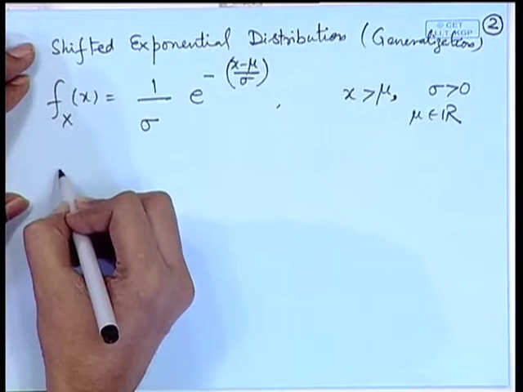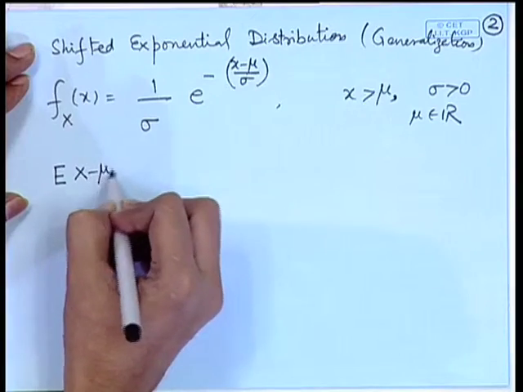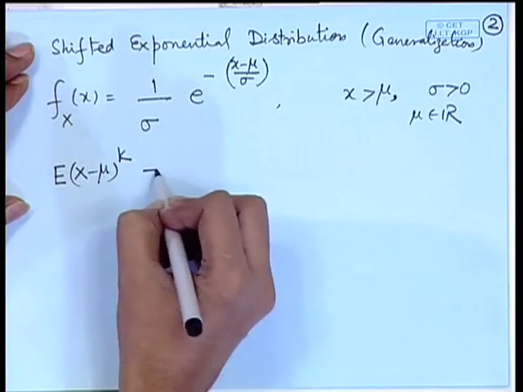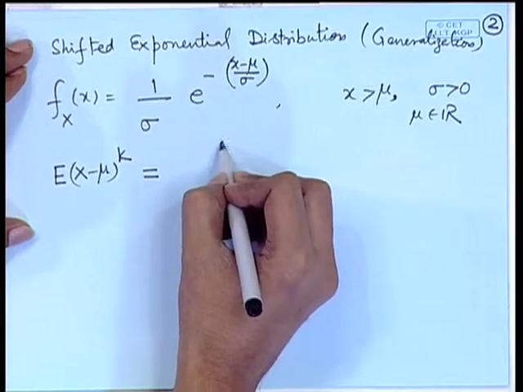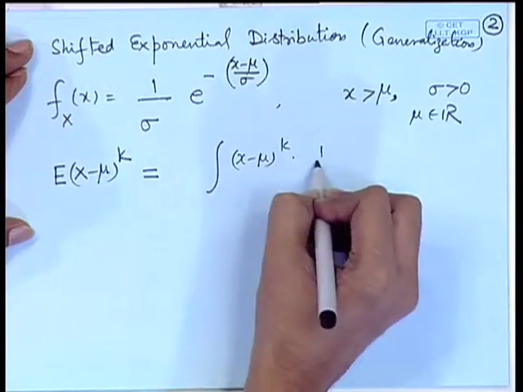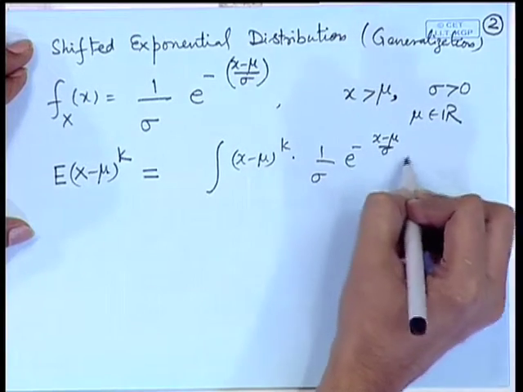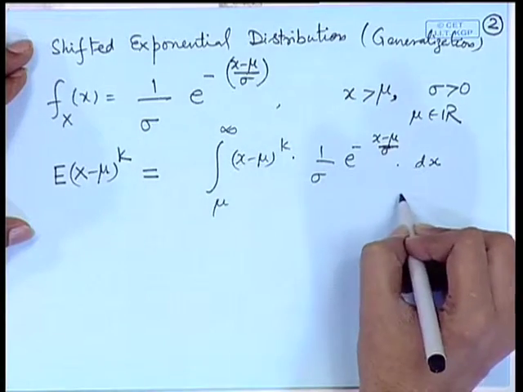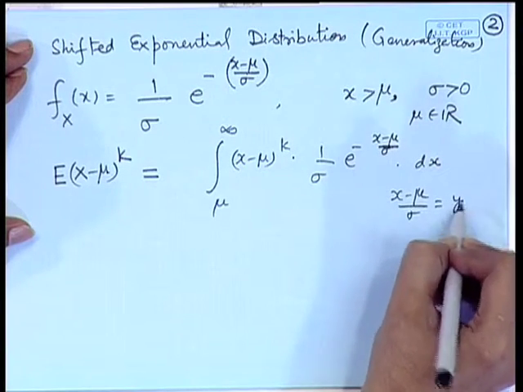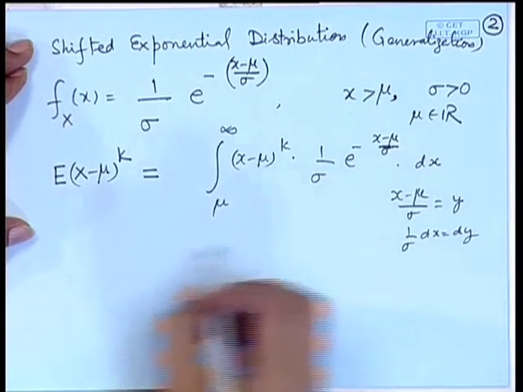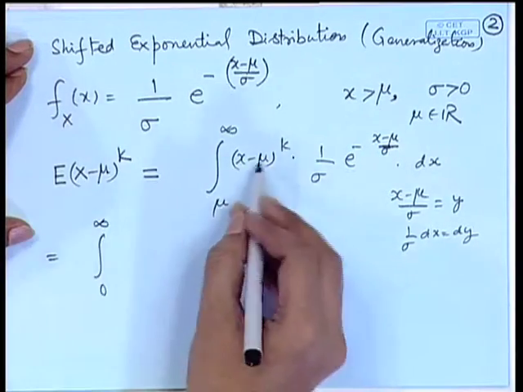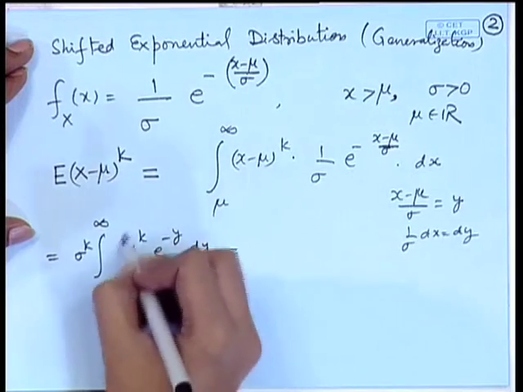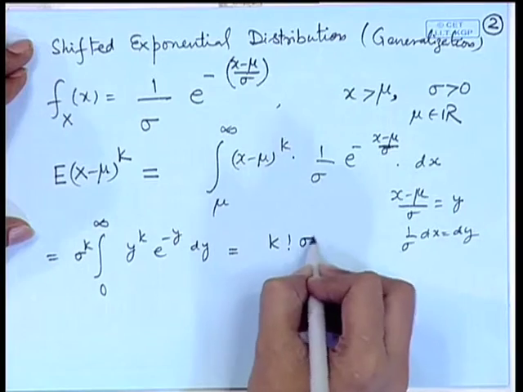So, let us consider expectation of x minus mu to the power k, which is of course not necessarily the central moment, because we have not shown that mu is the mean. However, for convenience we are considering this. So, it is equal to the integral from mu to infinity of x minus mu to the power k times 1 by sigma e to the power minus x minus mu by sigma dx. We may put x minus mu by sigma equal to y, that is 1 by sigma dx is equal to dy. Then this is equal to the integral from 0 to infinity of sigma to the power k y to the power k e to the power minus y dy, that is equal to gamma of k plus 1, or k factorial, times sigma to the power k.